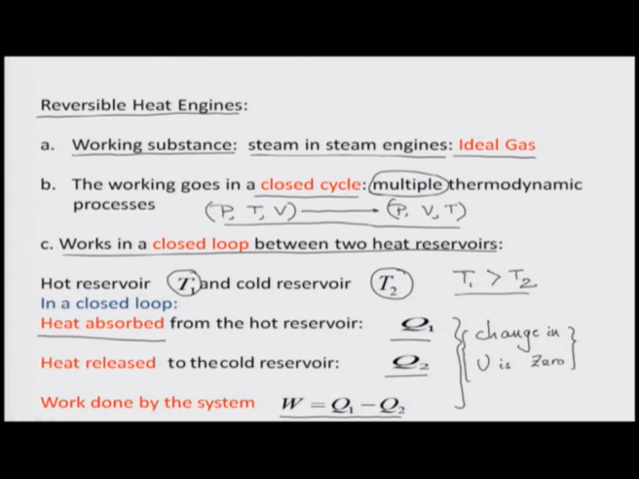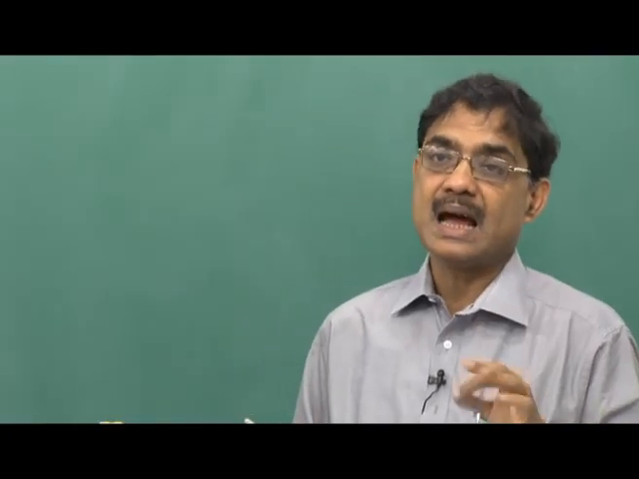So, what is the essence? I have a working substance which I choose to be an ideal gas, works in a closed loop between two heat reservoirs. One has temperature T1, the other has temperature T2. T1 is greater than T2. It absorbs heat from the hot reservoir, the amount is Q1, and releases some heat Q2 to the cold reservoir with lower temperature. So, work done by the system is W equal to Q1 minus Q2. This is conservation of energy. But change in internal energy is 0 because initial temperature and final temperature happen to be the same.